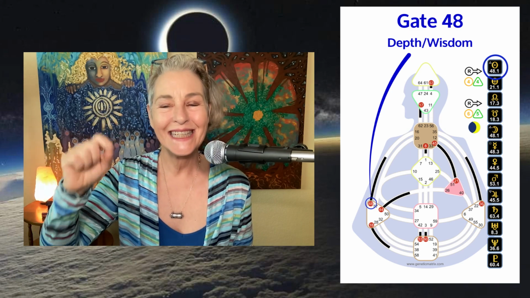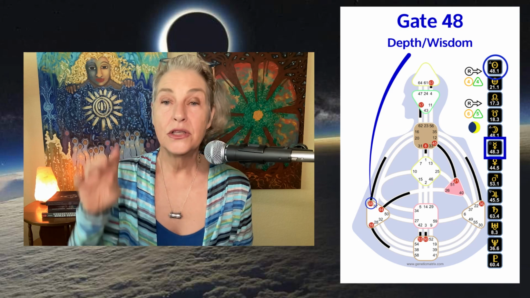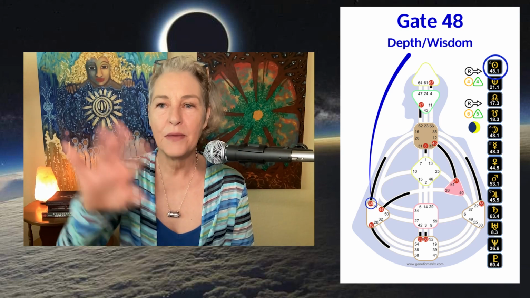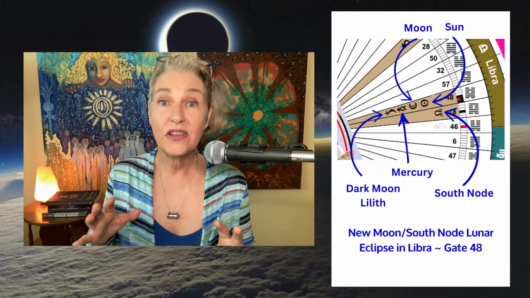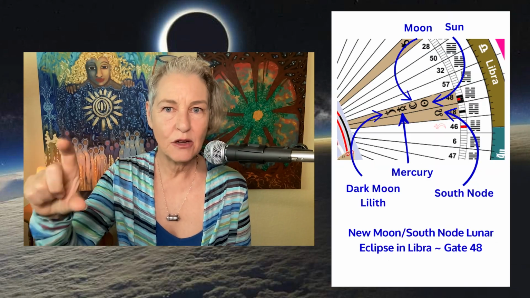But then in addition to that, we also have Mercury in the 48 as well. So you can see these lit up on the body graph image here. So that's what it looks like in the body graph image. But let's take a look at this little piece from the mandala.